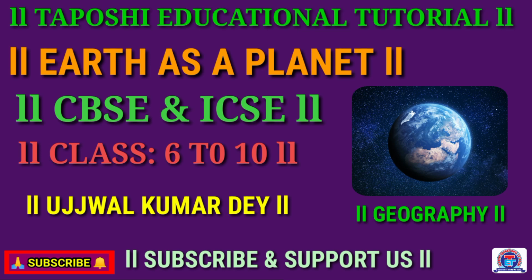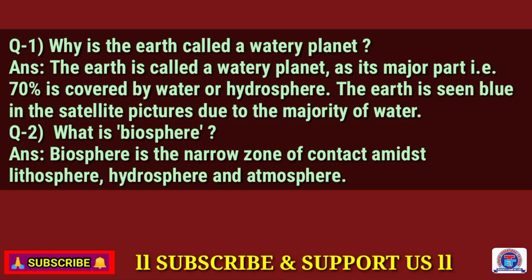Today, my topic is Earth as a planet. So, let's start. Question 1. Why is the Earth called a watery planet? Answer. The Earth is called a watery planet, as its major part, i.e. 70%, is covered by water or hydrosphere. The Earth is seen blue in the satellite pictures due to the majority of water.